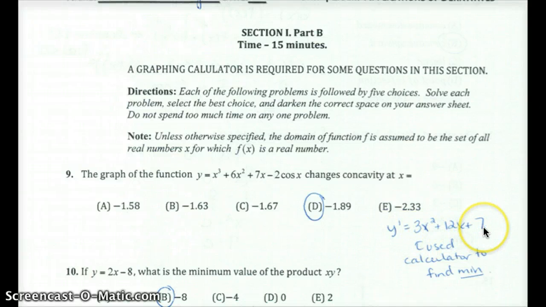So when I graphed the first derivative, it turned out that it had a minimum value at negative 1.89. And I found that just by using the calc function. So second calc, and then you choose the option for finding the minimum because I looked at the graph and saw the minimum. Try one just like it.